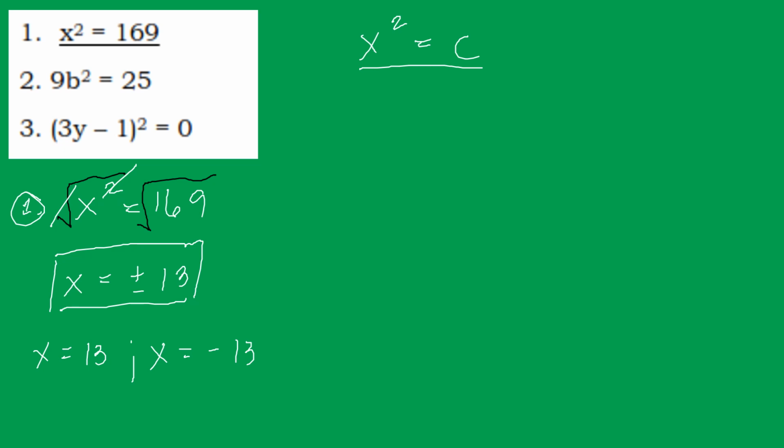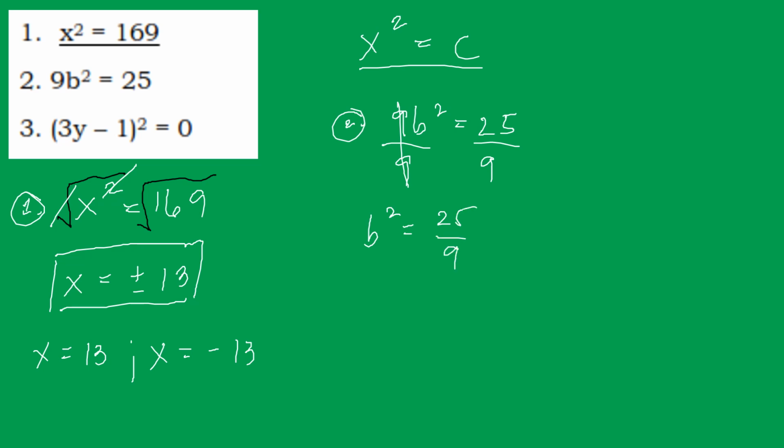Next example is number 2. So we have 9b squared equals 25. Now in this case, kung mapapansin nyo, meron tayong katabing numerical coefficient dito sa b squared. So kailangan tanggalin muna natin yung 9 sa tabi ng b squared bago tayo mag-extract ng square root. And in order for us to do that, syempre divide lang natin both side by 9. So, cancel yung 9. We have b squared is equal to 25 over 9.